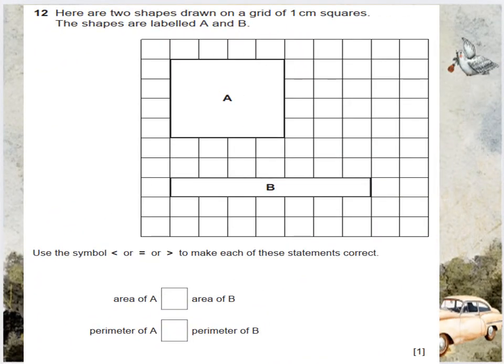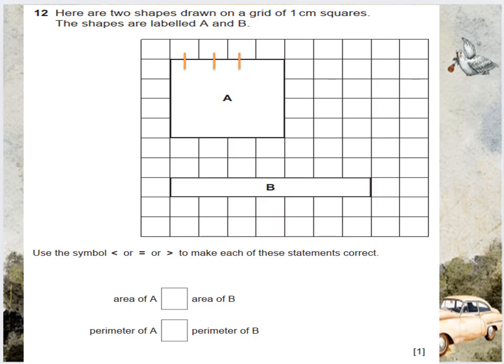We have here the shapes, drawn on 1 centimeter squares each. The shapes are labeled A and B. We need to know the area of A, area of B, perimeter of A, perimeter of B, so that we can compare. So what is the area of A? How can I know it? I need to count from outside.